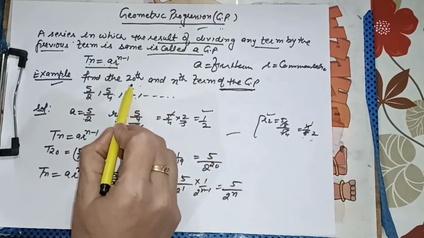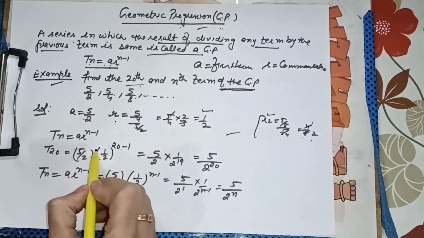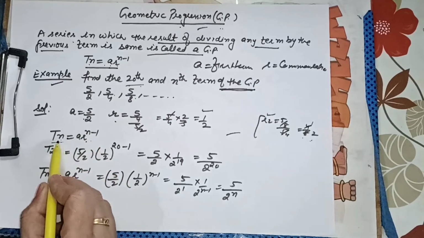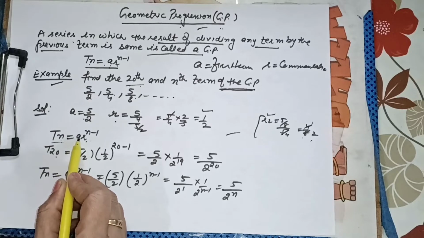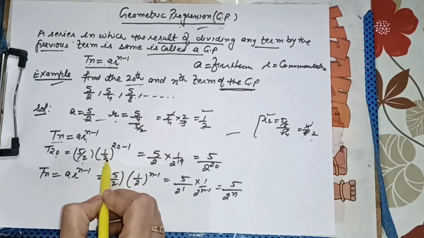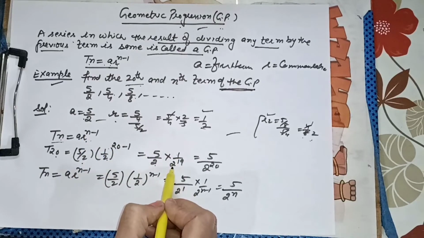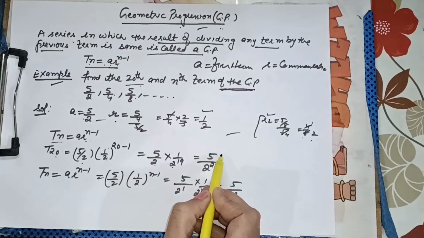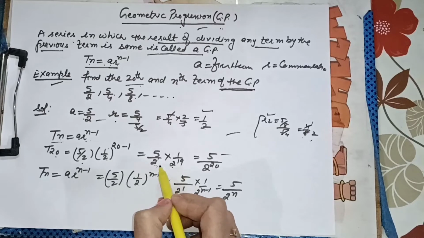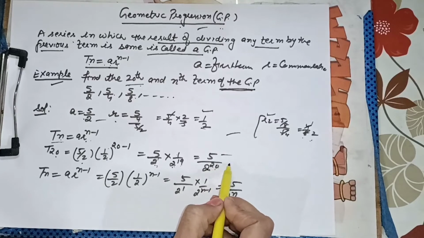The question is, we want to find the 20th term. 20th means in place of n, we will put 20. This is the general formula, Tn is equal to A r raised to n minus 1. In place of n, I will put 20. A is equal to, we already know, 5 by 2. r we have already calculated, 1 by 2 raised to the power 20 minus 1. So 5 by 2, 1 over 2 raised to the power 19. So 5 multiplied by 1 is 5, and 2 raised to the power 1 times 2 raised to the power 19. The base is the same, so powers will be added. 2 raised to the power 20. This is the answer.